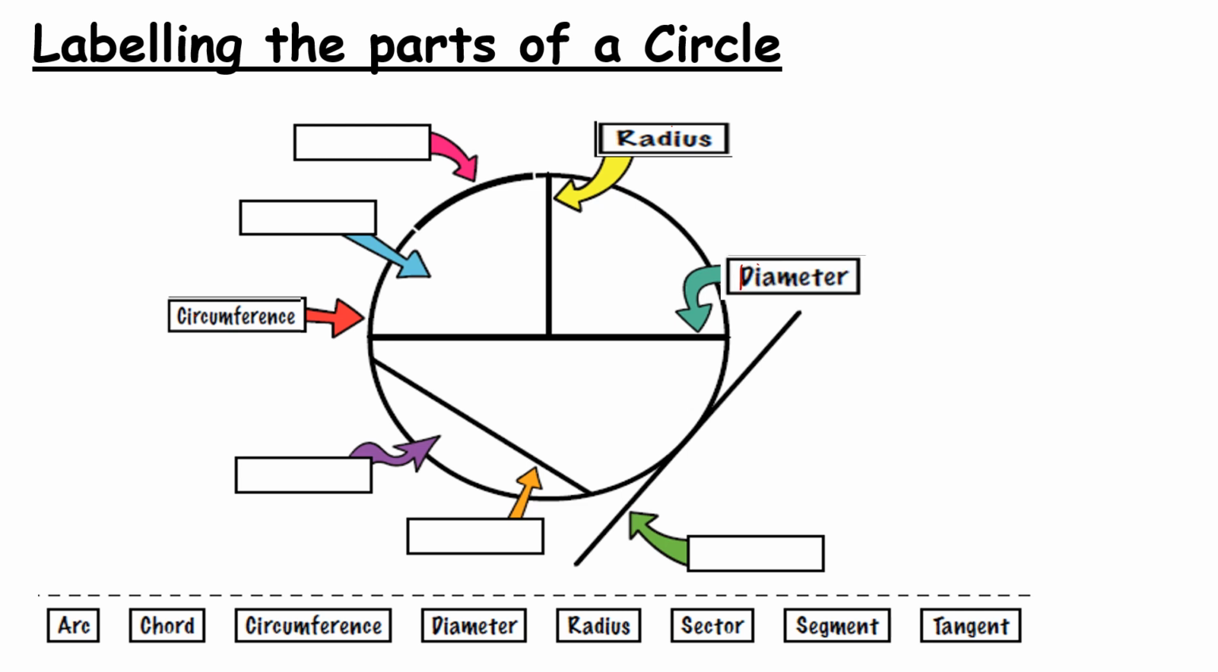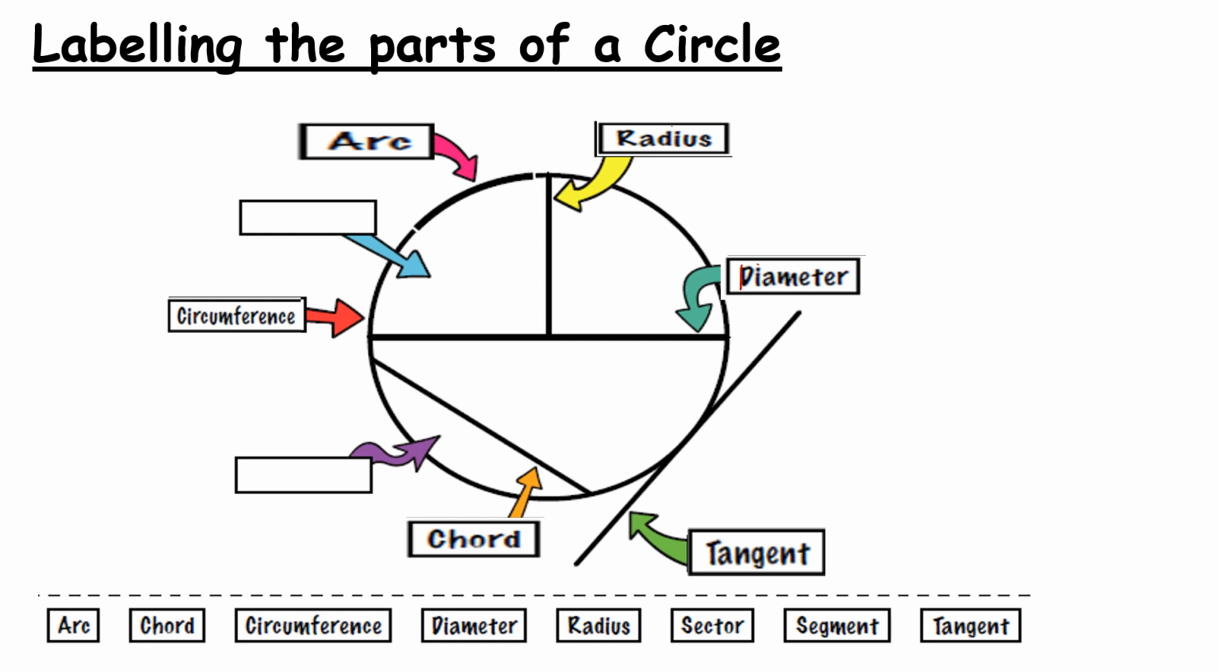The diameter is a line that goes directly across the circle through the center. The length of the diameter is always twice that of the radius. We then have a chord. A chord is any line that cuts the circle. The diameter is actually a special chord that goes through the center of the circle. We have a tangent, and a tangent is a line that touches the circle once. So it doesn't go through the circle like a chord, it simply touches it on the outside.